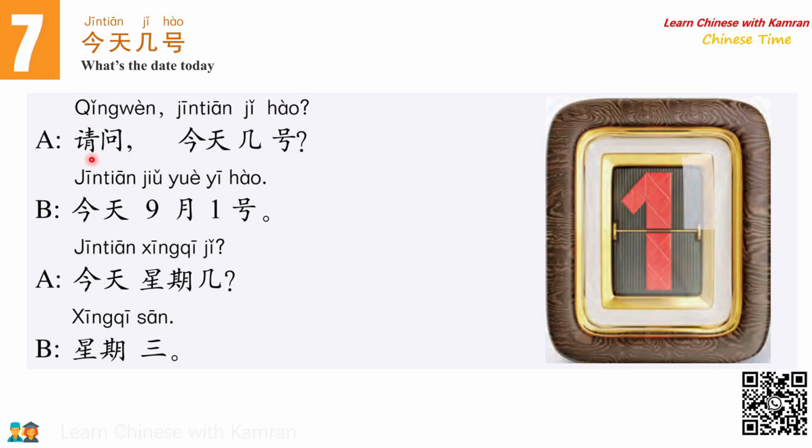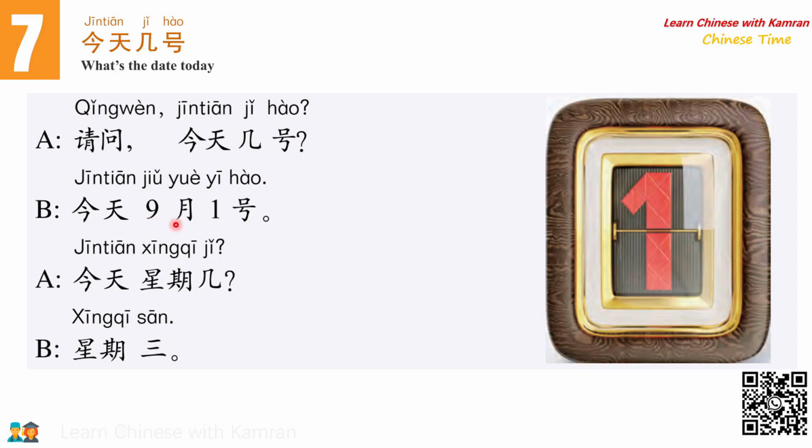Whenever you say this word 请问, the other person will understand that you are going to ask some question. You can say 请问今天几号? Excuse me, what's the date today? B answers 今天9月1号. Today it is 9th month and first day, which is 1st September in English, right?